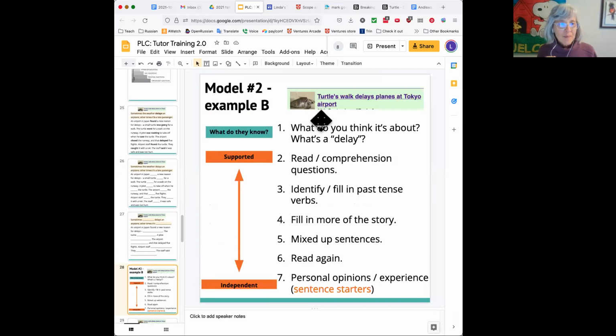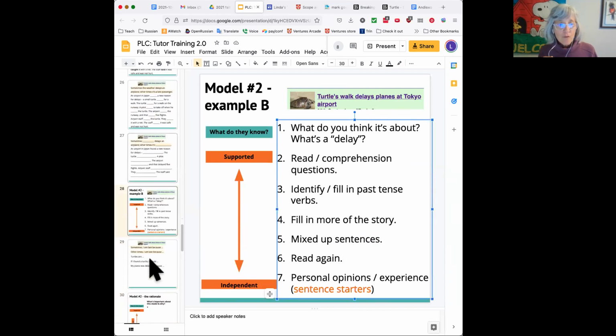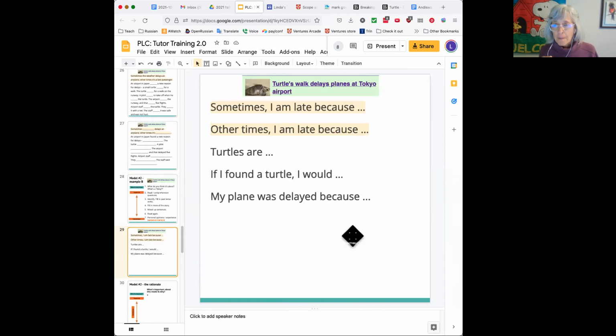Okay, so here's the turtle. What do you think it's about? Comprehension questions. We would fill in. Then, I might put the sentences in a different order. That's a pretty long paragraph to reorder sentences. So maybe I would just take part of the paragraph, reorder sentences, read them again. And for personal opinions at the bottom, I might give them sentence starters. So this is another way of providing support, just a little bit higher up on the continuum than the very bottom, just giving them a totally open-ended question.